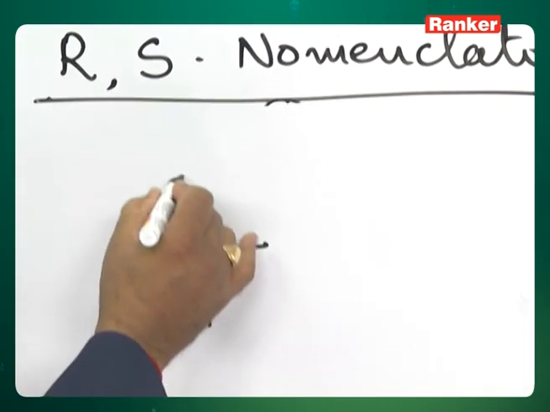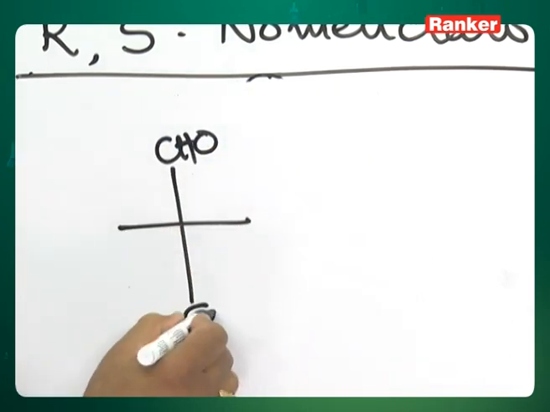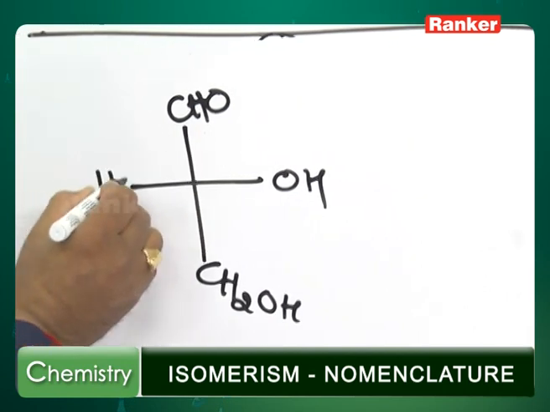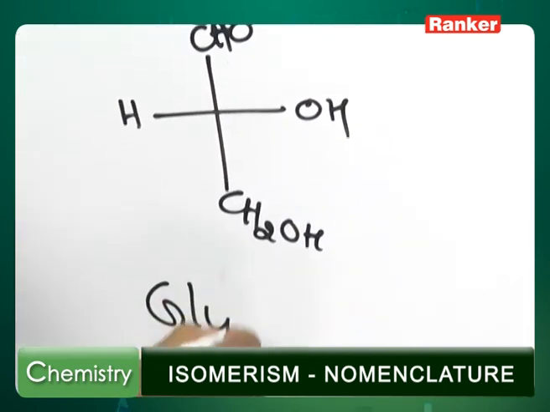An example: if you take an aldehyde and alcohol groups containing one OH on the right side, and H, this is called glyceraldehyde.